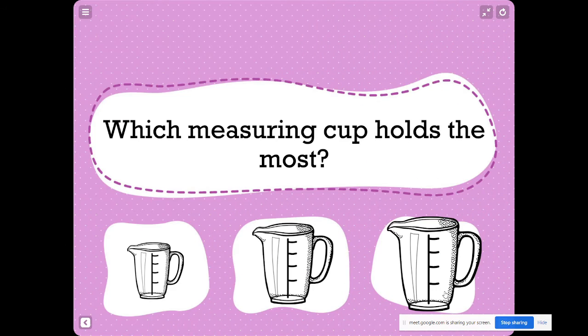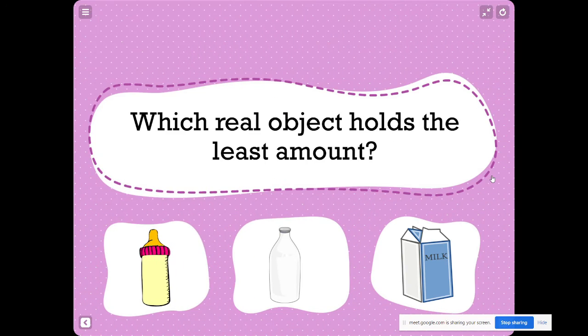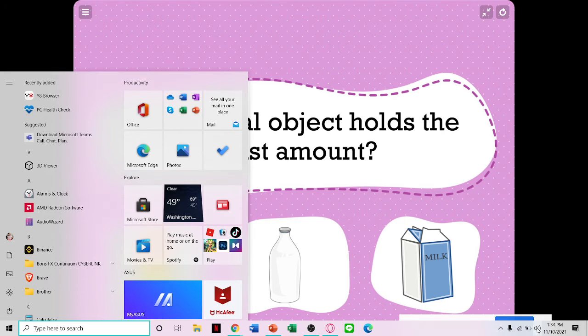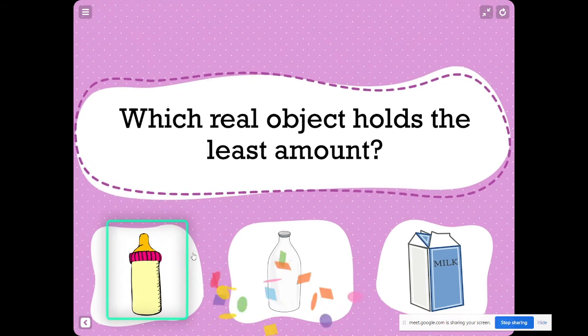Letter C. Next, which measuring cup holds the most? C. Yes. Next, which real object holds the least amount? A, B, or C? A. A, the real baby bottle.